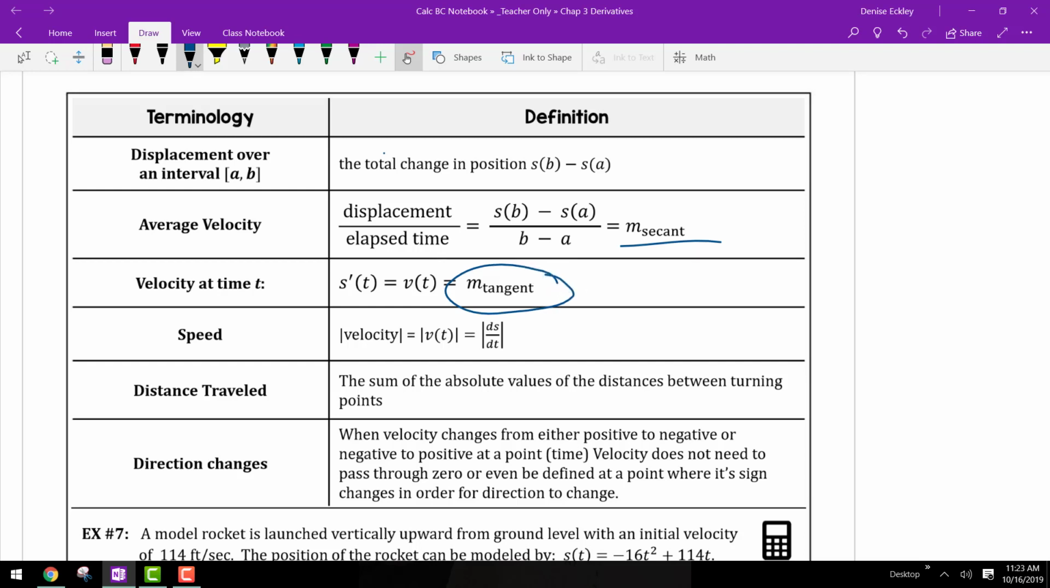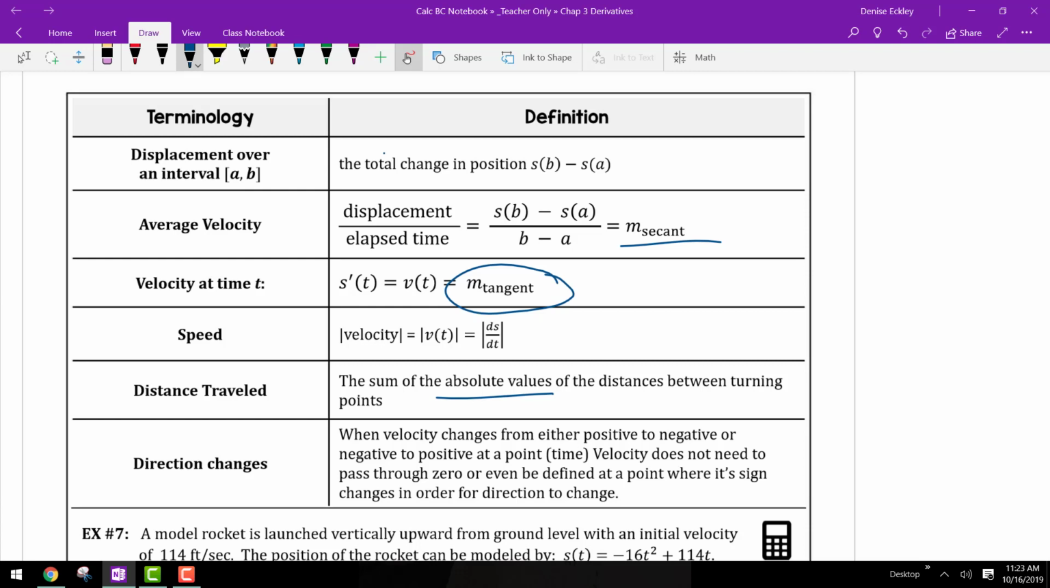And remember that speed is the absolute value of velocity. It is always positive, so you can write it any of these ways. The word velocity, the absolute value of the velocity function, or it's also the absolute value of the derivative function. Total distance traveled is the sum of the absolute values of the distances between turning points. So this is a little different than the displacement.